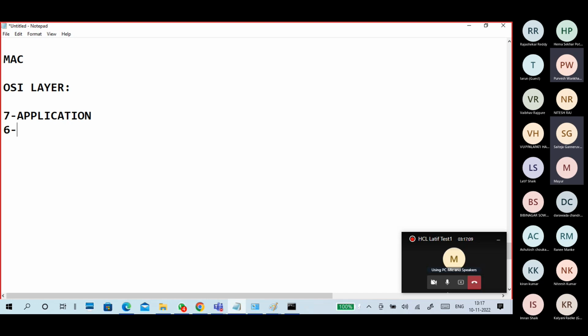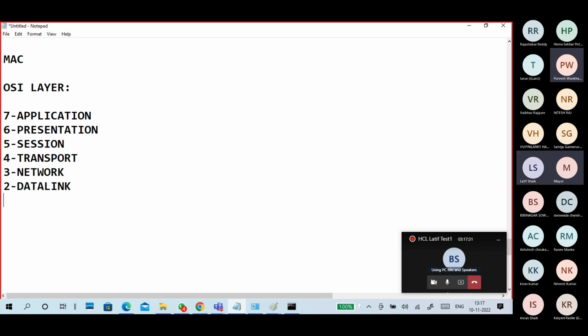Application layer, presentation layer. Session layer. Transport layer. Network layer. Data link layer. Okay, very good. Physical. Seven layers, each having their own responsibility.